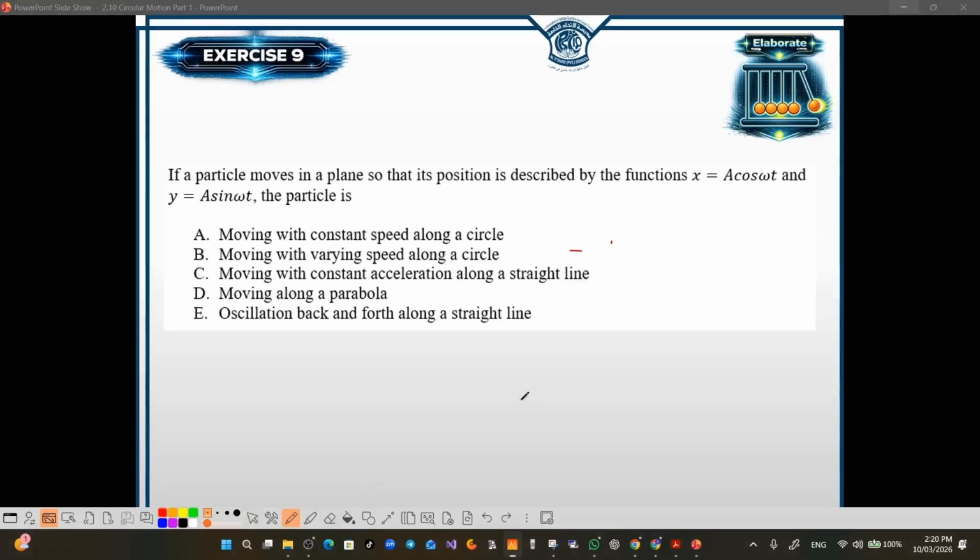If a particle moves in a plane so that its position is described by x equals a cosine omega t and y equals a sine omega t, we have the same r and the same angle, which means we are dealing here with circular motion. Is this motion constant speed or varying speed? It's constant speed. If we apply the derivative, the speed will be a omega. So constant speed, and the correct answer is A.